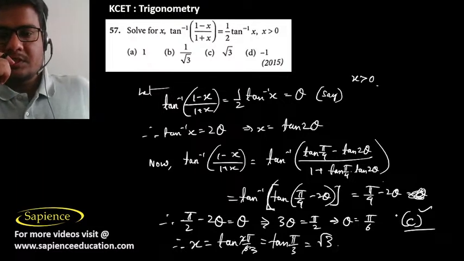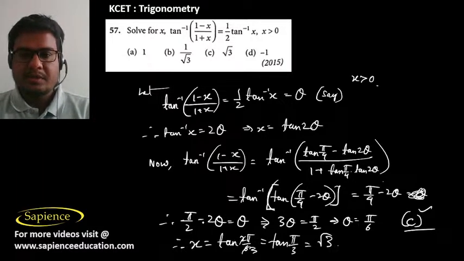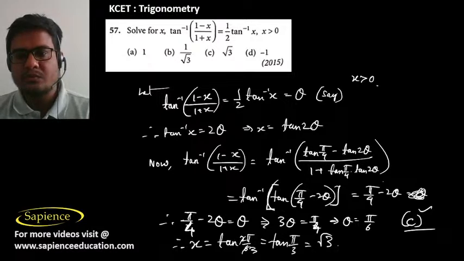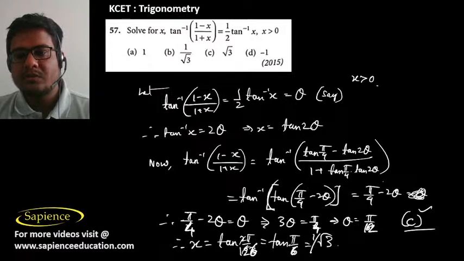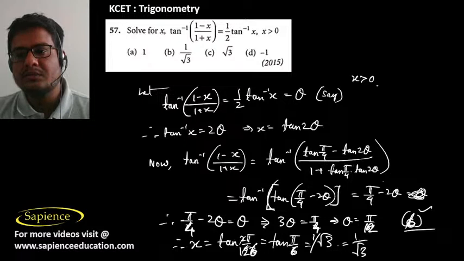So this is pi by 4 minus 2 theta. So 3 theta is pi by 4. So theta is pi by 12. So 2 theta, that is 2 pi by 12, that is pi by 6. So tan pi by 6, that is 1 by root 3. So 1 by root 3 is the answer. So option B is the correct answer.